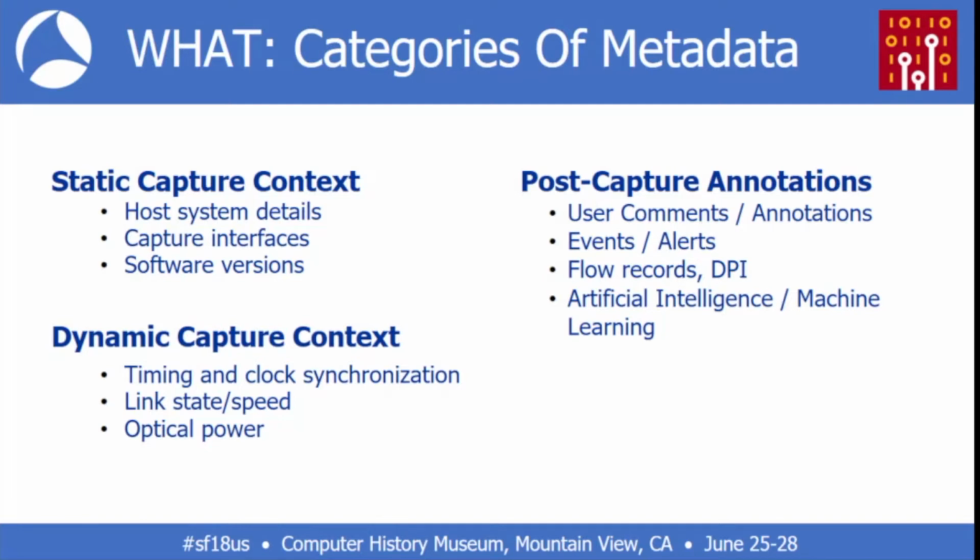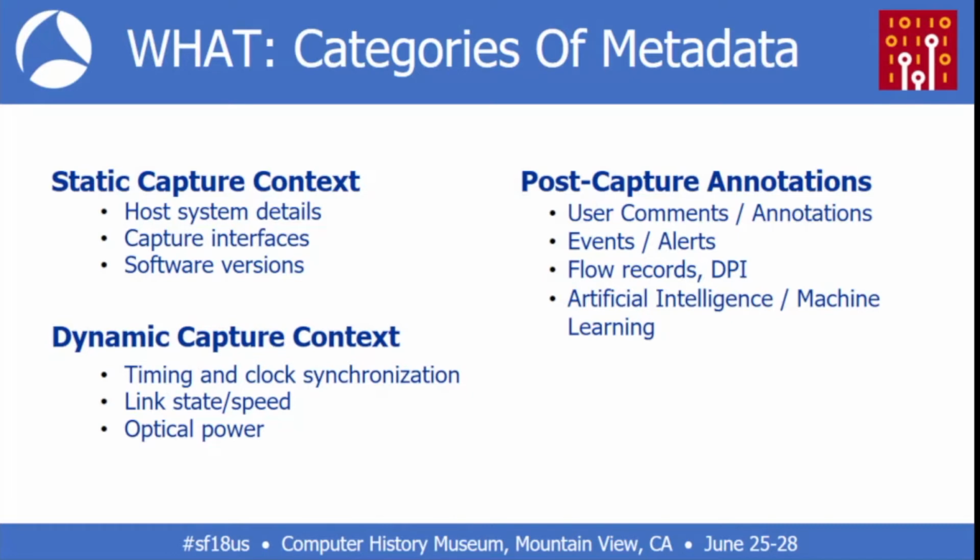Then there's dynamic capture information. So what is information that potentially changes while you're doing a packet capture? Clock synchronization is one. So you might check that your clock synchronization is good and then start a packet capture, but while it's running, you lose your connection to the timing server, and so the clock can start drifting off.